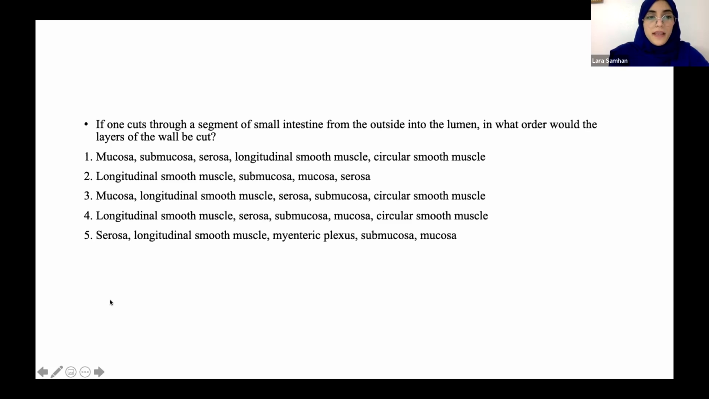Perfect. Okay, moving on to this question. It's more histology related. You can take your time.